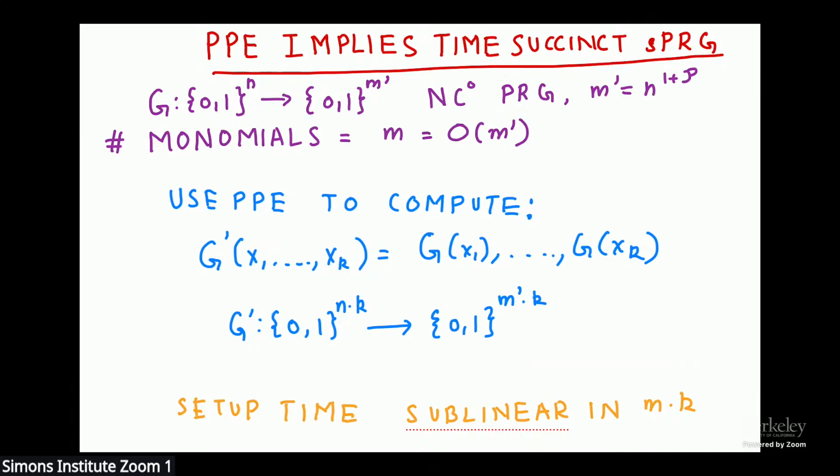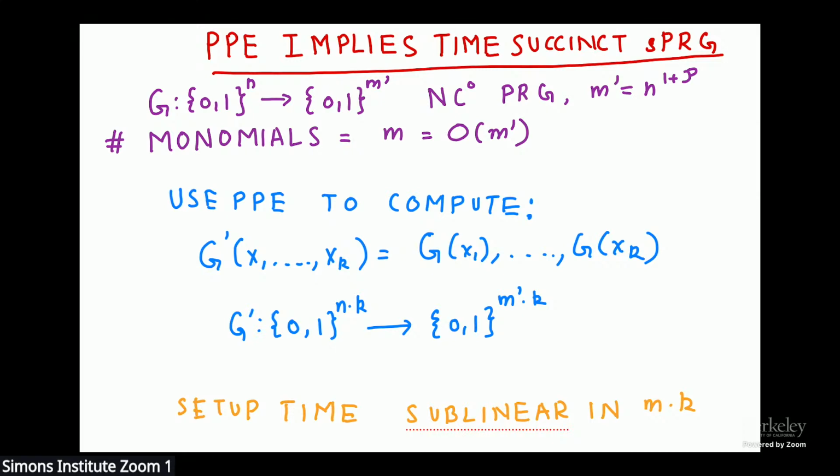It's going to give rise to a time succinct structured CPRG already. Why? The idea is that you can use PPE to compute a PRG in NC0 that outputs n to the 1 plus epsilon output bits. And since it's local, the number of monomials is still on the order of the number of output bits. So we're going to compute this PRG, which samples k different seeds and then outputs all of them, g of x1 through g of xk. And this is itself a PRG, right? It expands n times k to m prime times k.